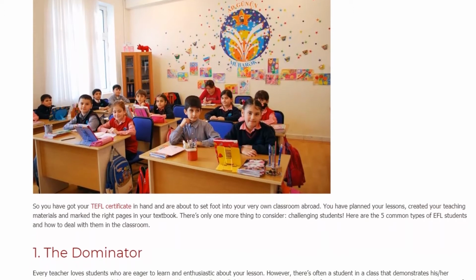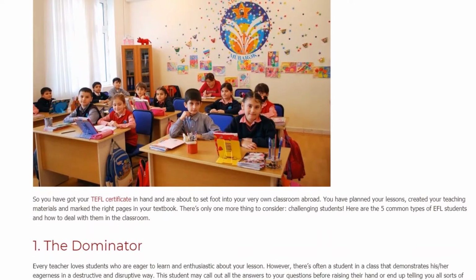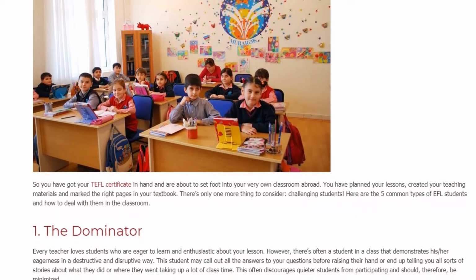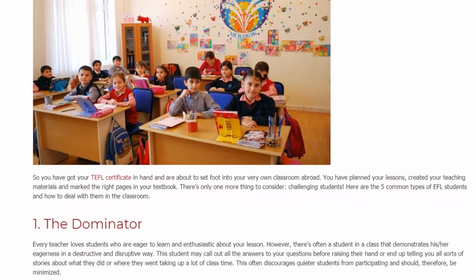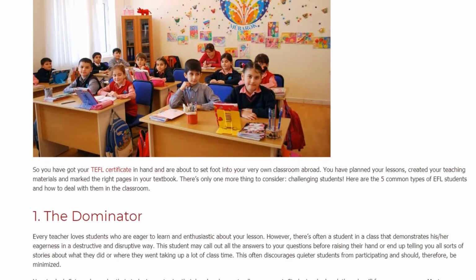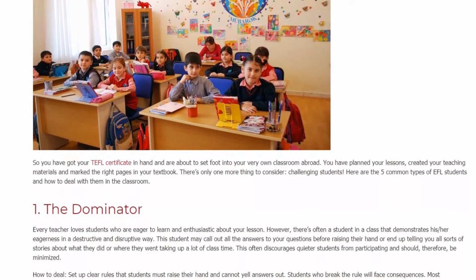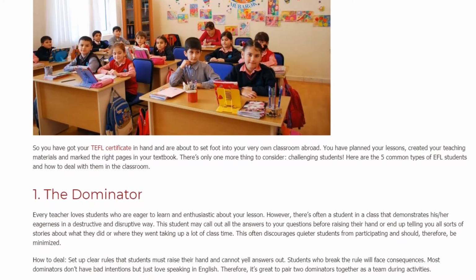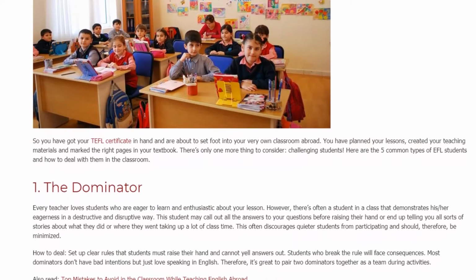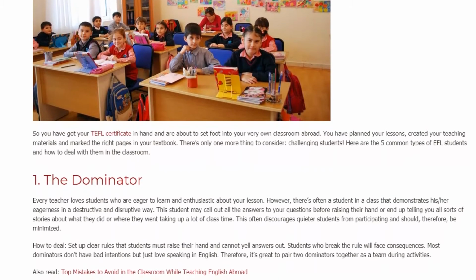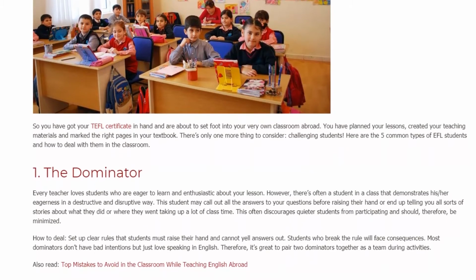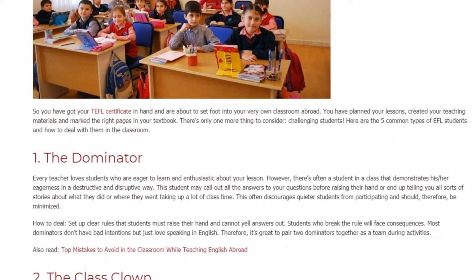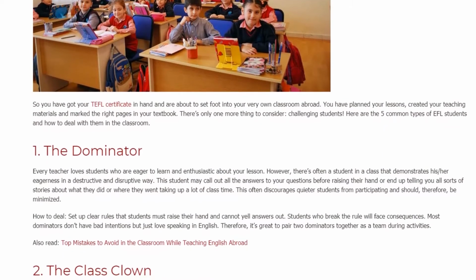1. The Dominator. Every teacher loves students who are eager to learn and enthusiastic about your lesson. However, there's often a student in a class that demonstrates her eagerness in a destructive and disruptive way. This student may call out all the answers to your questions before raising their hand or end up telling you all sorts of stories about what they did or where they went, taking up a lot of class time. This often discourages quieter students from participating and should, therefore, be minimized.